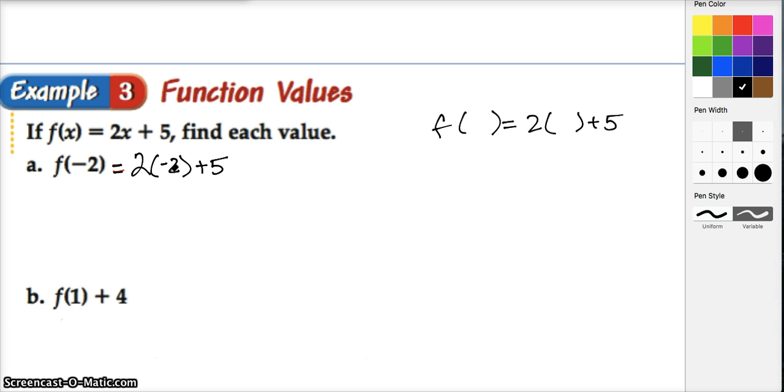2 times negative 2 plus 5, by replacing all the x's with the negative 2. I'm going to simplify this by multiplying 2 times negative 2. I get a negative 4. Negative 4 plus 5 gives me a positive 1. f of negative 2 is equal to 1. We'll do some more examples in the next part of this video.